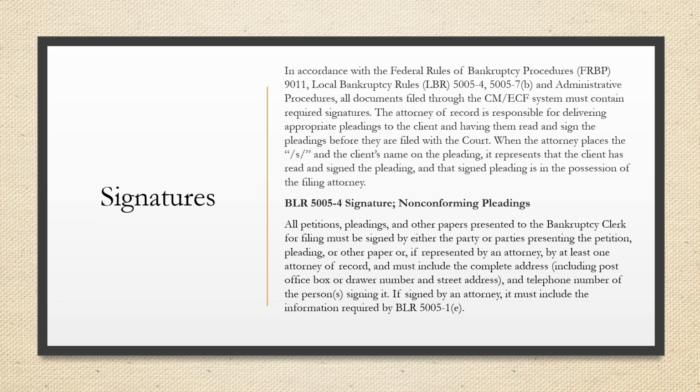Local Bankruptcy Rule BLR 5005-4, signature, non-conforming pleading, states all petitions, pleadings, and other papers presented to the bankruptcy clerk for filing must be signed by either the party or parties presenting the petition, pleading, or other paper, or, if represented by an attorney, by at least one attorney of record, and must include the complete address, including post office box or drawer number and street address, and telephone number of the person signing it.